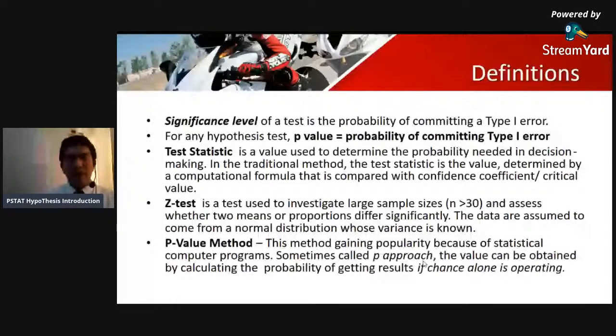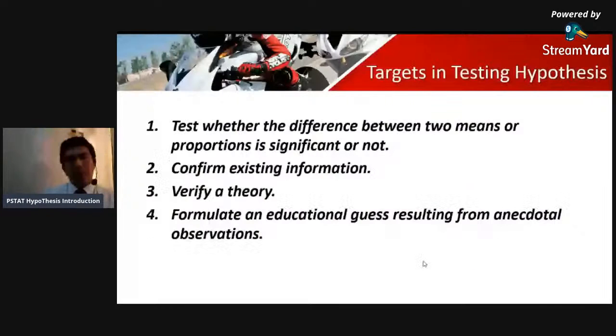In the p-value method, we use the probability approach. The target in testing hypothesis is to test whether the difference between two means or proportions is significant or not. Why do we use the term significant? That's why we have the term significance level, confidence level.